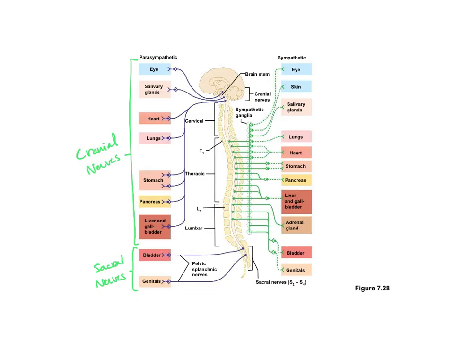So in this diagram, you can see the division between the parasympathetic and sympathetic nervous systems. And the cranial nerves that are part of the parasympathetic nervous system are labeled here, so includes like eyes, salivary glands, heart, lungs, stomach, pancreas, liver, and gallbladder. And then the sacral nerves that are part of the parasympathetic nervous system are the nerves between S2 and S4 and include control of things like the bladder and the genitals.